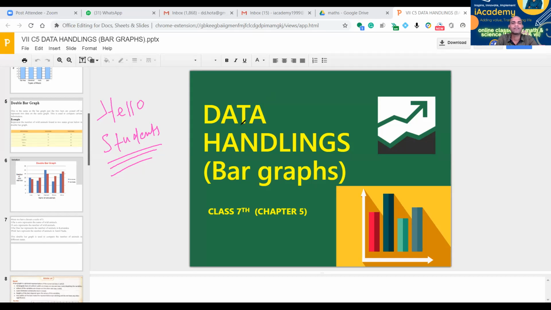Let us discuss data handling. This is a topic in mathematics of standard 7, basically chapter 5. Besides that, we can also discuss this for other grades where data handling is there, basically focusing on bar graphs. Okay, very good. Let's go.